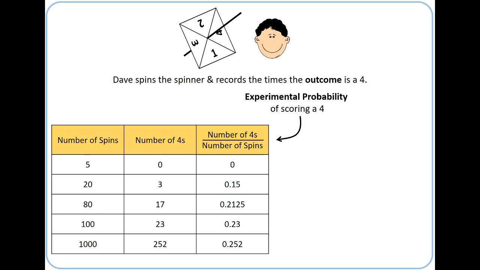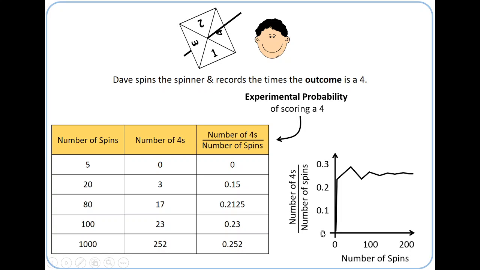Okay? Theoretical probability is the probability that we expect. So if we've got a fair dice with 4 sections, we would expect the probability of it landing on a 4 to be 1 out of 4, or as a decimal, 0.25. And as you see, as you increase the amount of spins and the amount of experiments, the experimental probability is getting closer and closer to that 0.25.